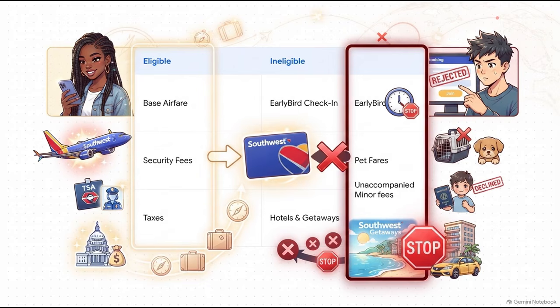It's going to cover your base airfare, federal transportation taxes, and those government-mandated security fees. But, and this is a big but, your card will be flat out rejected for extra add-ons. You cannot use it to buy early bird check-in, you can't use it for pet fares or unaccompanied minor fees, and you definitely cannot use it for Getaways by Southwest vacation packages, hotels, or rental cars. Keeping this in mind is going to save you a massive headache at checkout for sure.